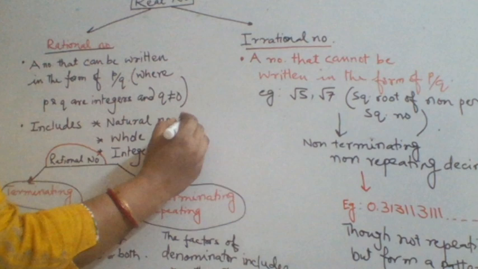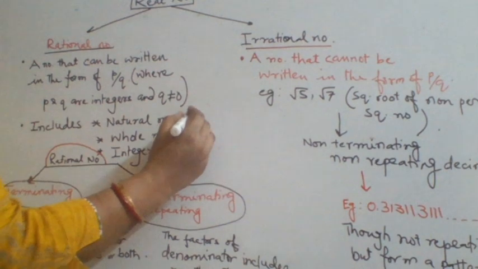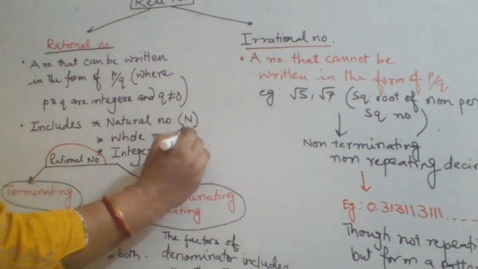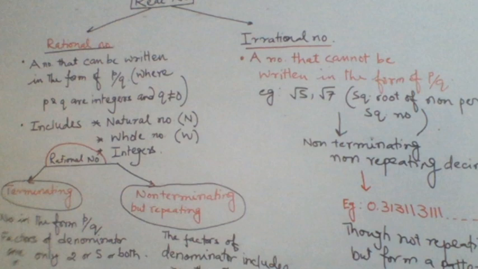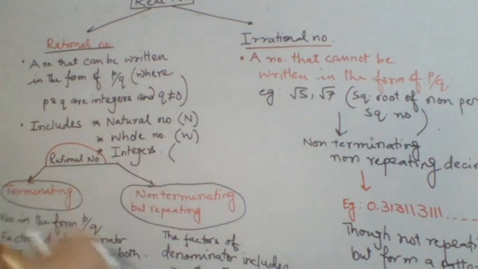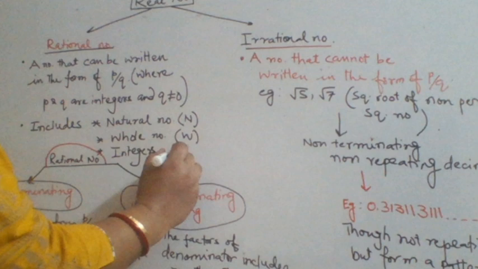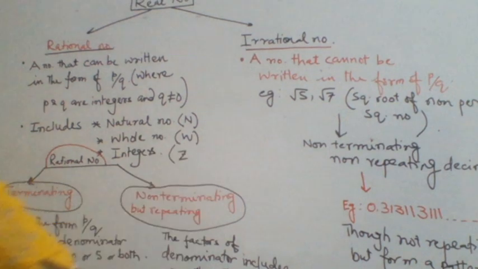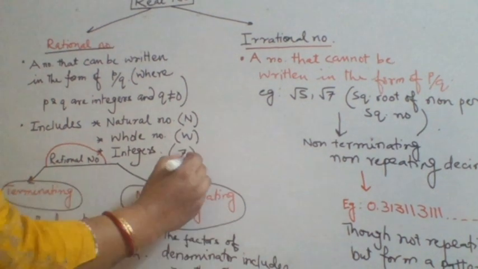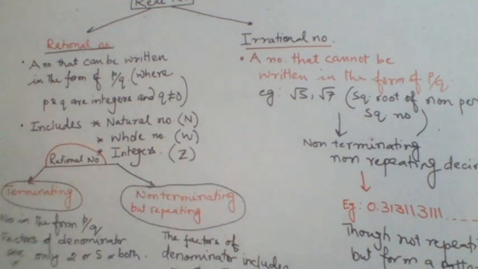The natural numbers family is denoted by the symbol N. The whole numbers family is represented by writing W, and the integers family is represented by writing Z. Integers family is represented by Z. This is how you represent them.